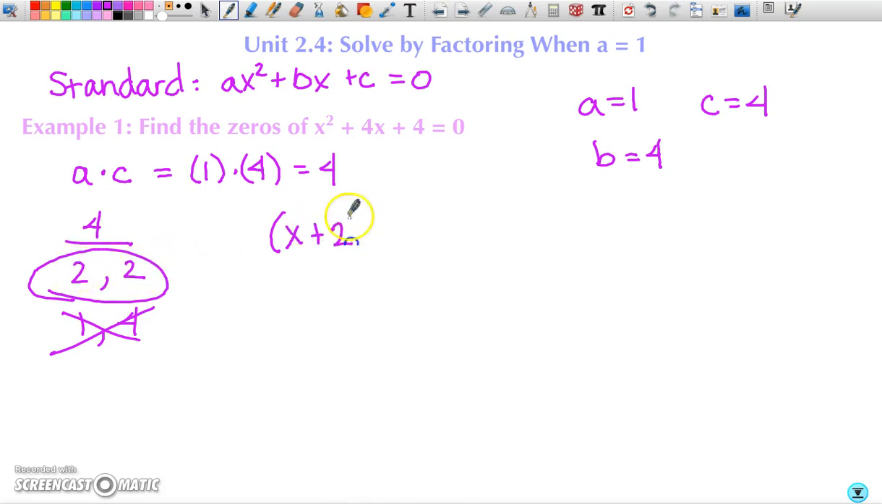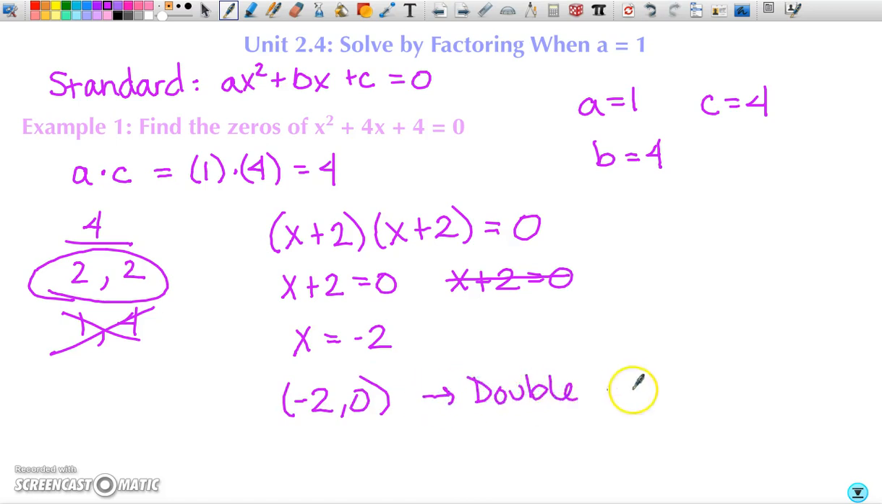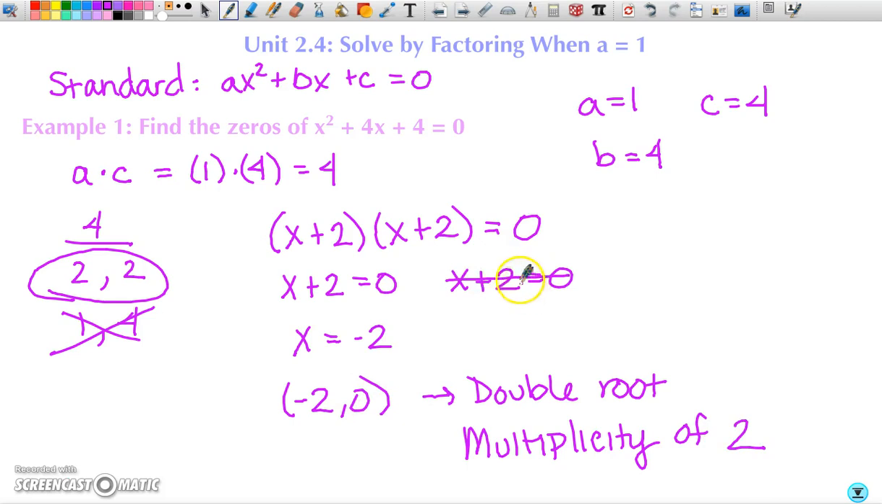So now what we're going to do is write our factors based on these numbers right here. It's a positive 2, and our second one is also a positive 2. Then we set each one equal to 0 and solve it. Now you'll notice that these are the same, so we don't even need to write that second one really. We don't need to solve it because there's only going to be 1, 0. And because there's only 1, 0, we call this one a double root, which I addressed in the last lesson as well. And then we also say it has a multiplicity of 2 because it's here twice.